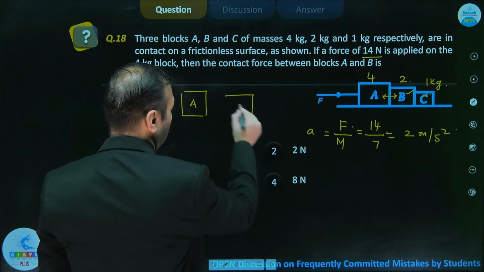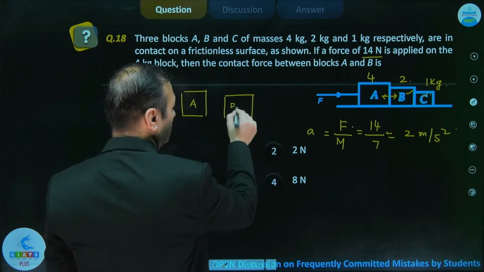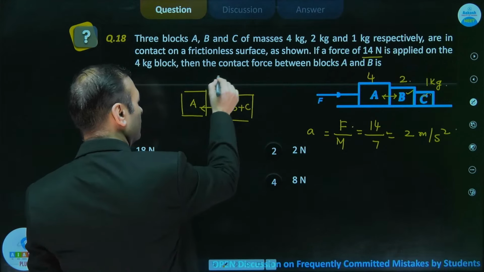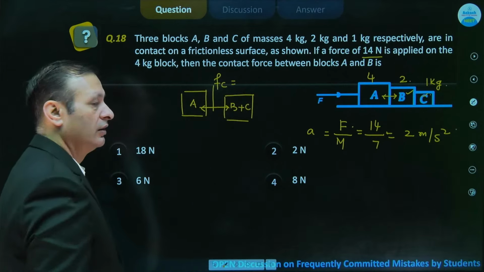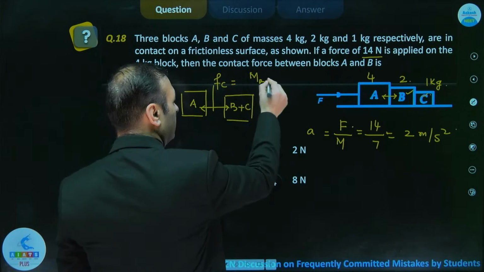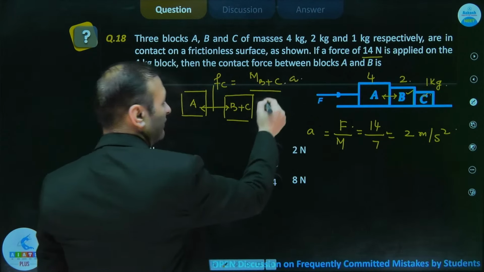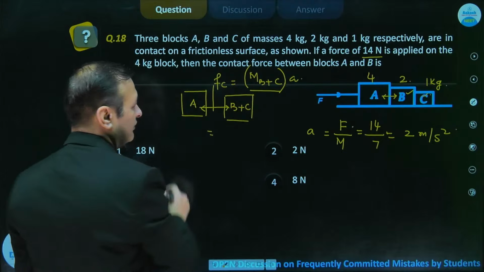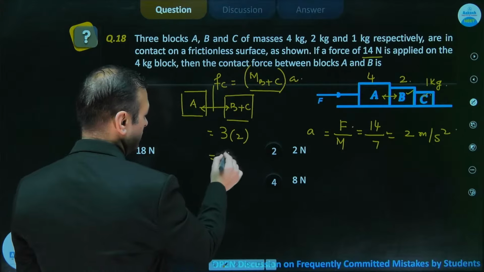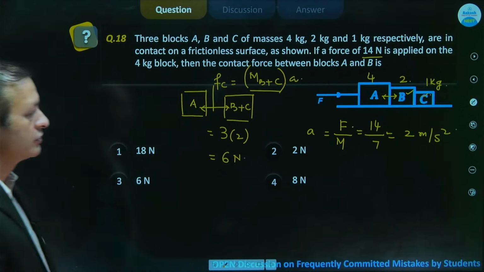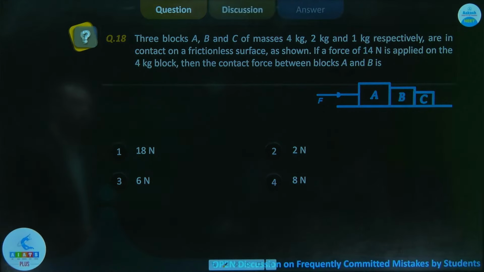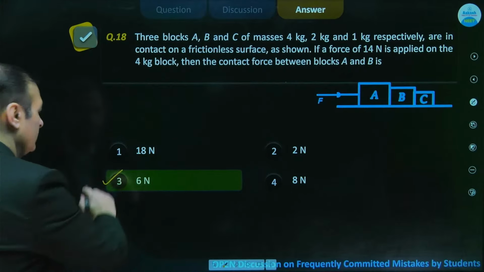So let's suppose we combine B and C as one system. Here we are talking about this force. This force is the mass of the combined system multiplied by the acceleration, mass of B and C. So what is this mass? B and C is 3 and acceleration is 2. So this is 6 Newton. So this is 6 Newton, option number 3. Yes, so this is 6 Newton.